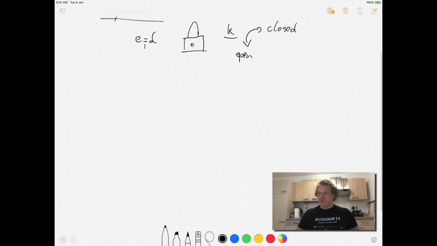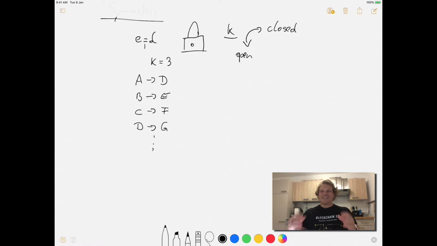So let's use a very simple example. We have done this before. Imagine we use the encryption and decryption mechanism that was used in the Caesar cipher and in most substitution ciphers. Let's say the key K equals 3. So A equals 3 letters further, so B, C, D. B equals E, C equals F, D equals G, and so on. And so the key in both directions is the same one.